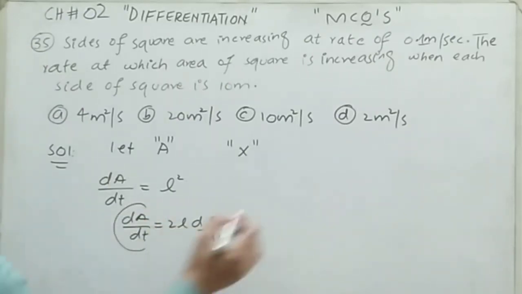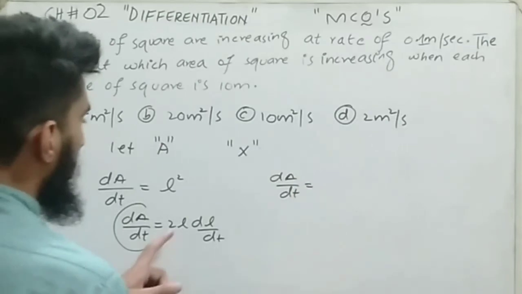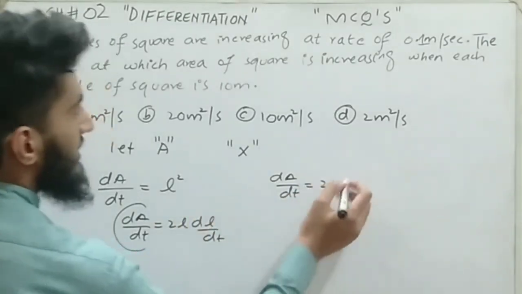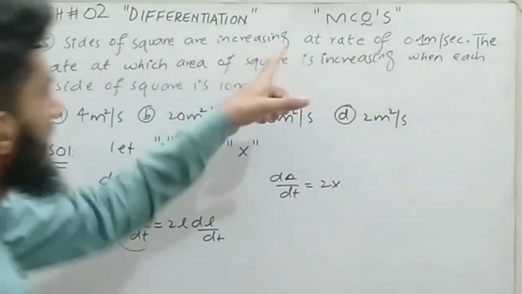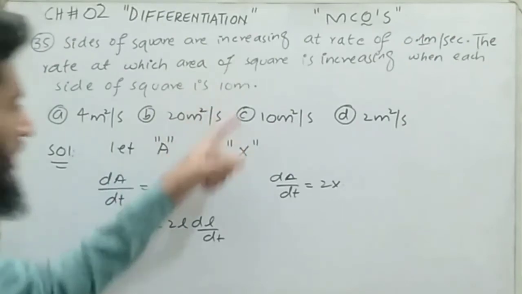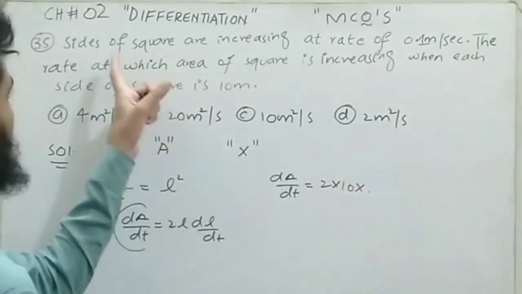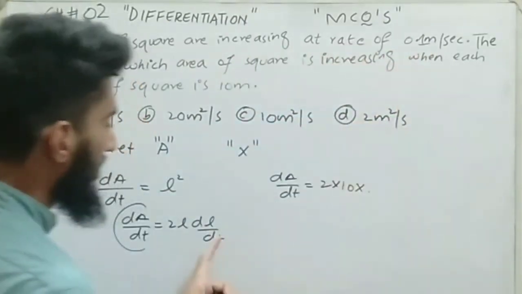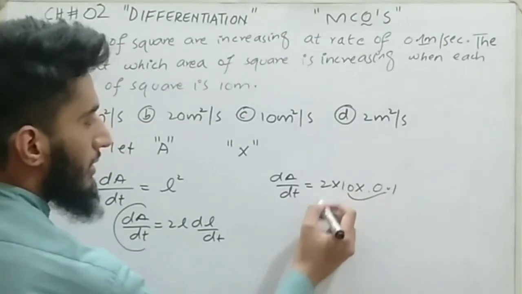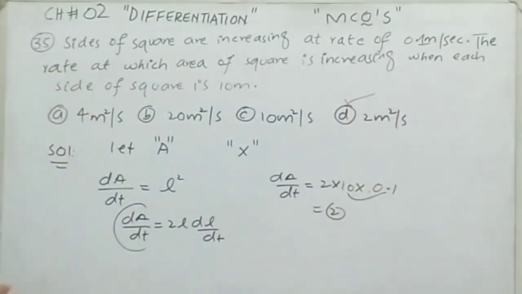We are going to find dA by dt. Over here the L is actually the side, which is x. So 2 times x, since the side of the square is increasing. When the side of the square is 10, we get 2 times 10 multiplied by the rate. The side of the square is increasing at the rate of 0.1, so dL by dt is 0.1. 10 multiplied by 0.1 gives us 1, and 1 multiplied by 2 gives us 2. So 2 meters square per second is the rate at which the area of the square is increasing.